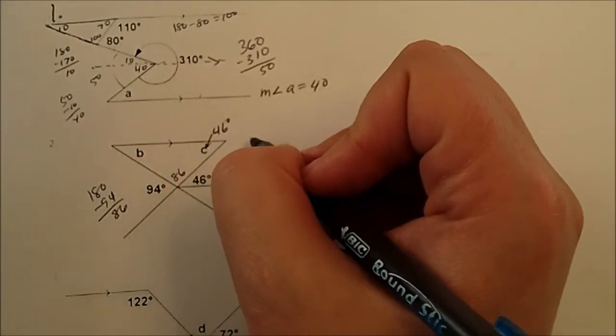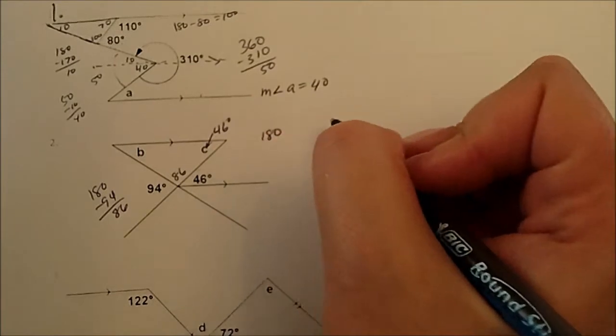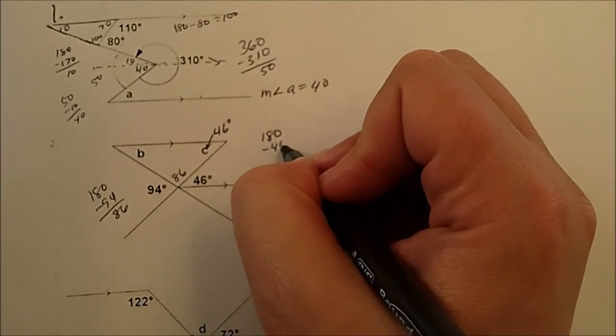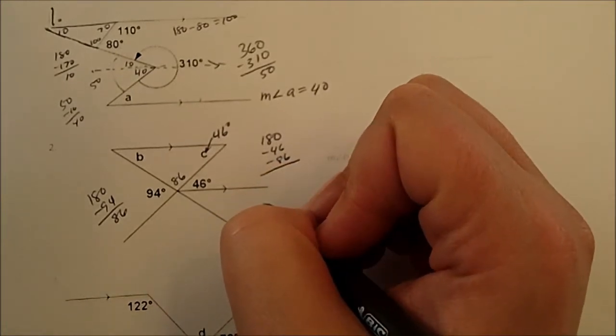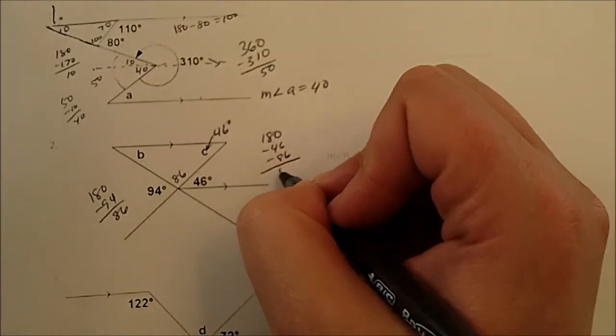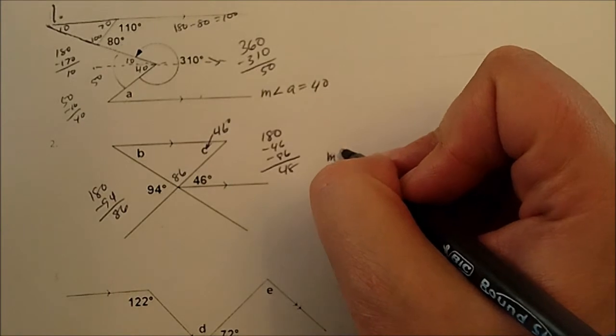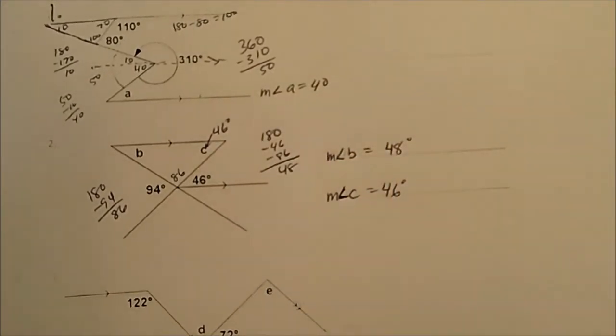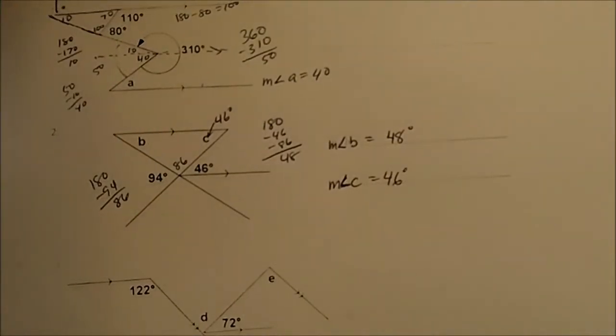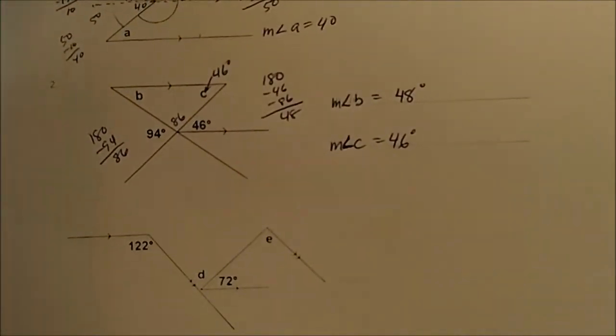And then we have a triangle where 180 minus 46 minus 86 is, we're going to find, equal to 48 degrees. So the measure of angle B is equal to 48 degrees. Okay. All right, let's move on. See what we can do.